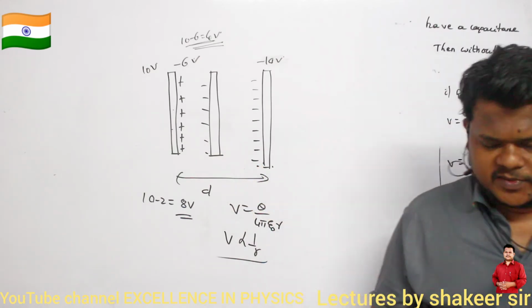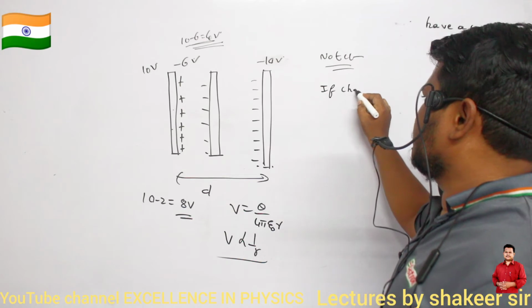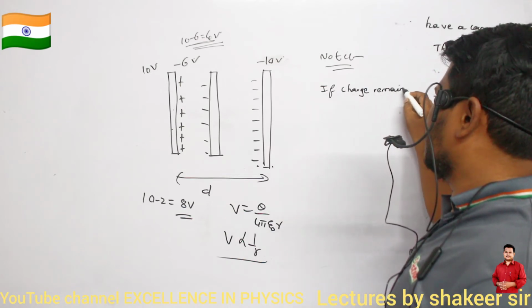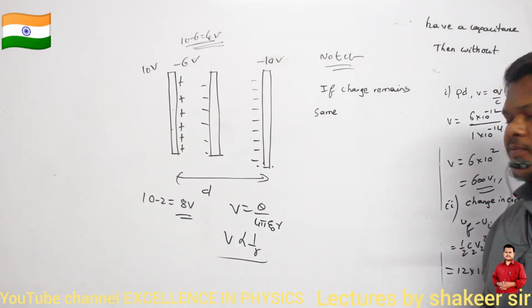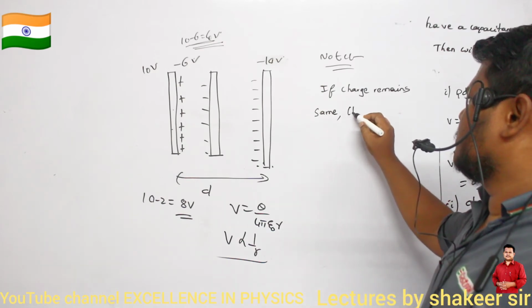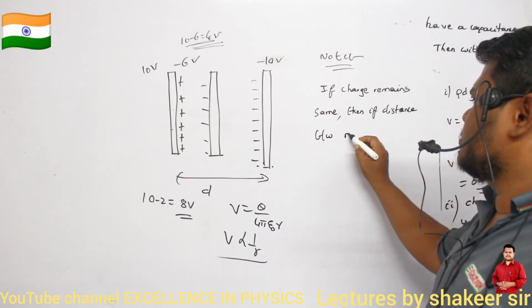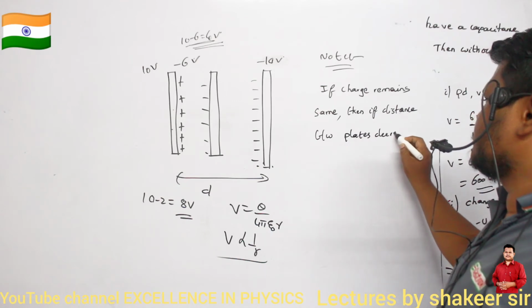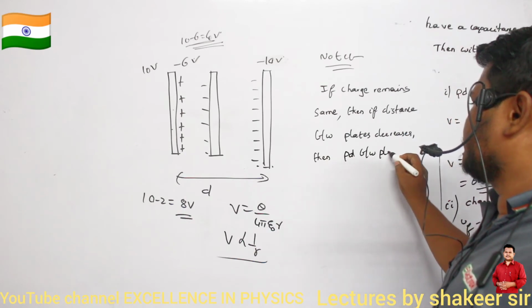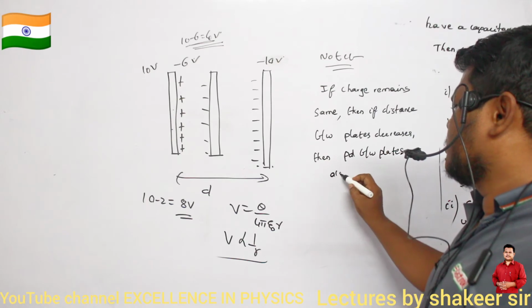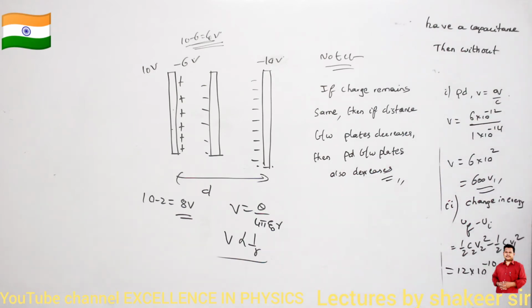Clear? Come on, make a note of this. What is the note point we have to write? If the charge remains the same. In which condition does the charge remain the same? When we are not connecting it in a circuit. If the charge remains the same, then if the distance between the plates decreases, the potential difference between the plates also decreases. So this is the point which we should understand.